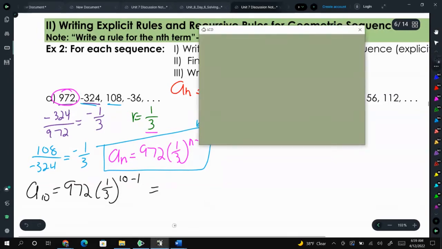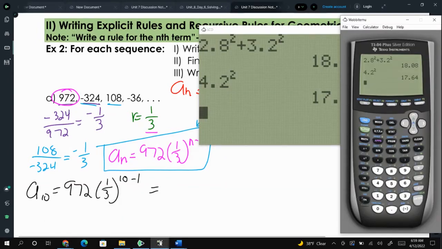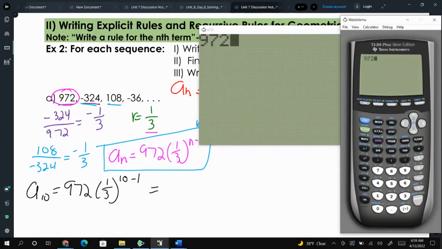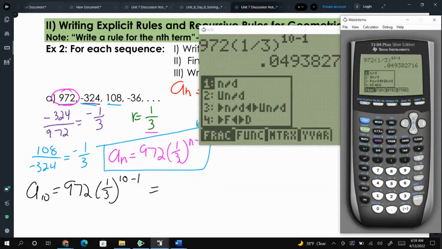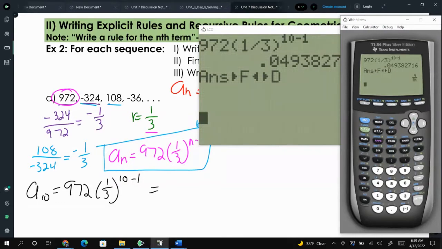And we can just type that into the calculator. 972 parentheses, -1 divided by 3, raised to the 10. Whoops, I didn't close the parentheses. Close parentheses, raised to the 10 minus 1 power. And we get 0.049. If we wanted to make that a fraction, alpha y equals, go down to that fourth one. You see it's 4 over 81.